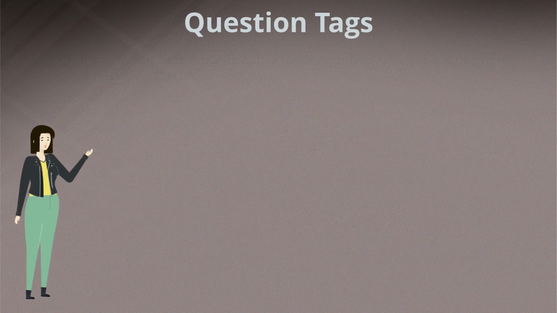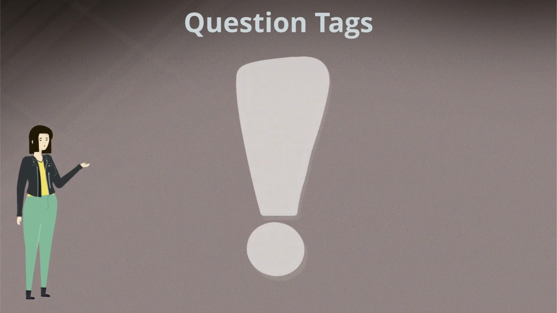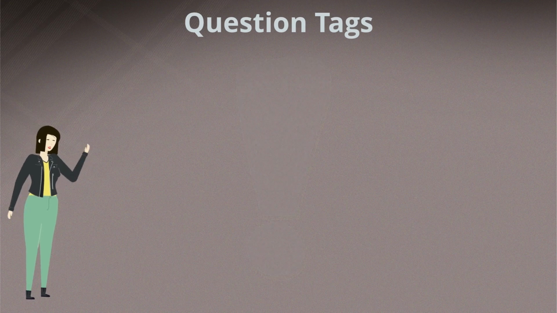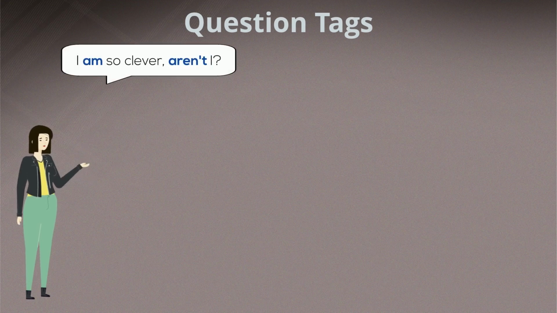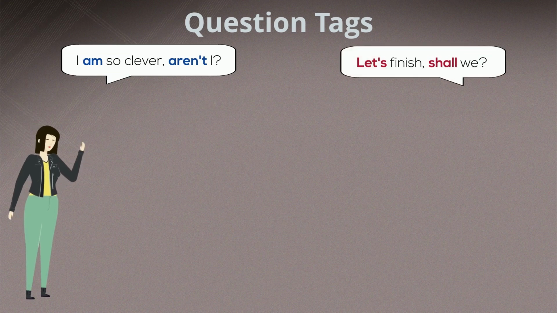But there are some question tags which don't follow these rules. Let's look at some of them. When a statement begins with "I am," we use "aren't" in the question tag. For example, "I'm so clever, aren't I?" And, when we want to make suggestions starting with "let's," we use "shall we" in the question tag, such as, "Let's finish, shall we?"